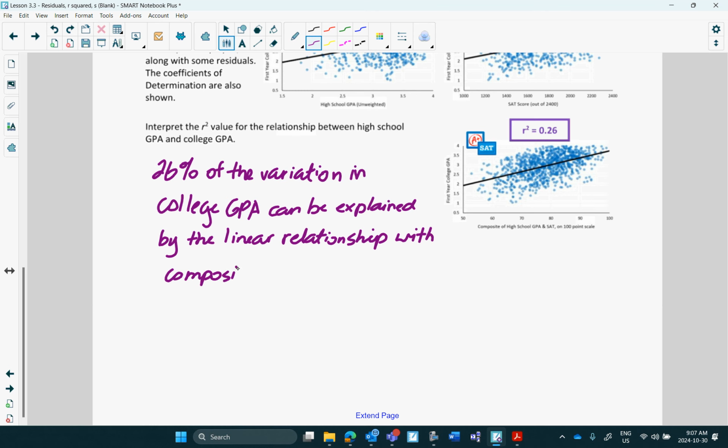So again, these stems, I tried to sort of get you to understand what S and R squared mean.